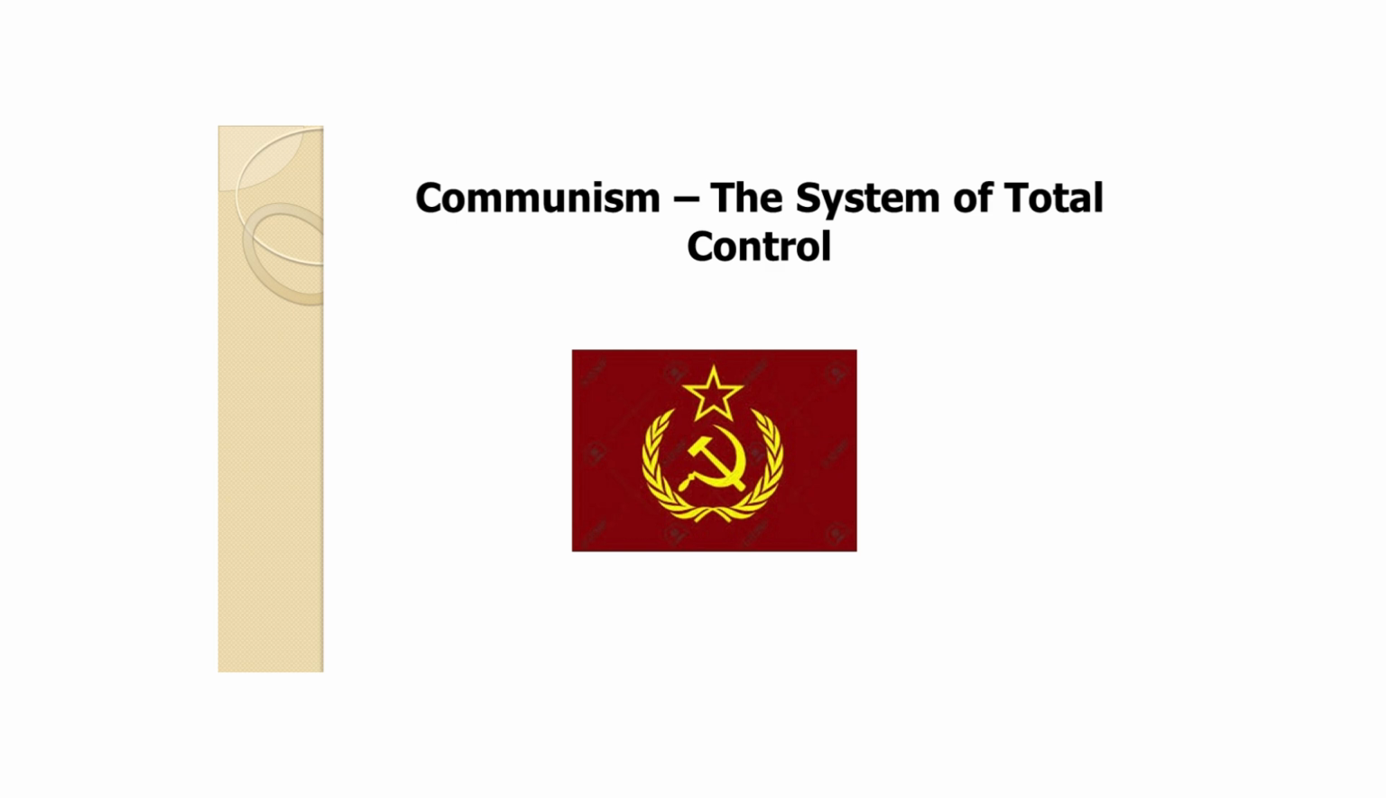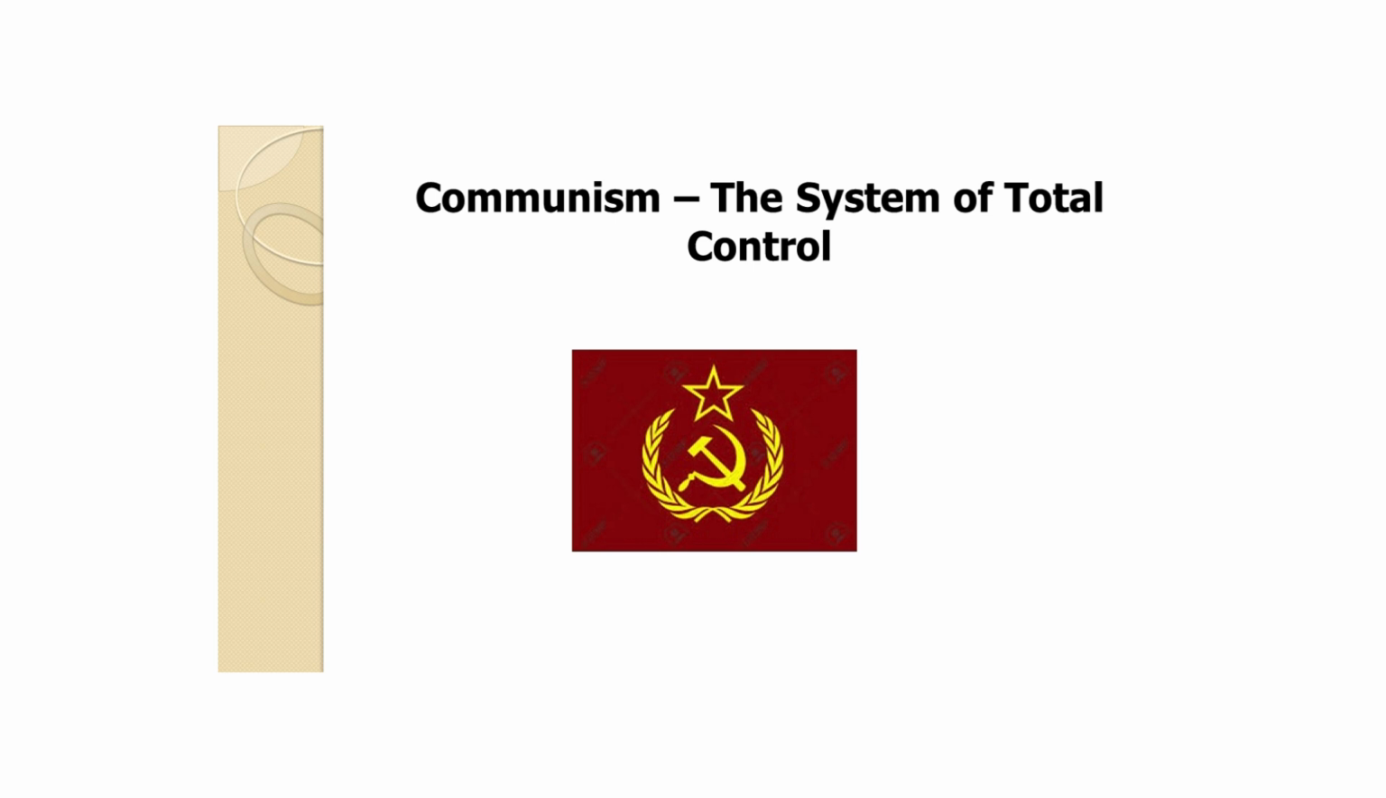So the third political ideology that we'll be discussing today is communism, and communism is defined as the extreme form of socialism that advocates for the abolition of private property and the complete control of the economy by the state. In communism, the main goal is to create a classless society where everyone gets an equal share of resources.